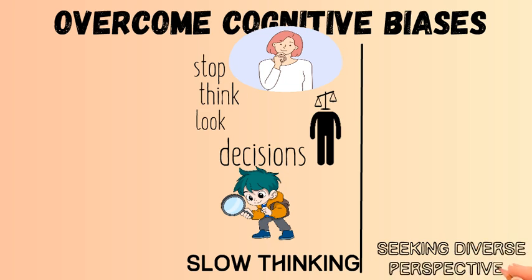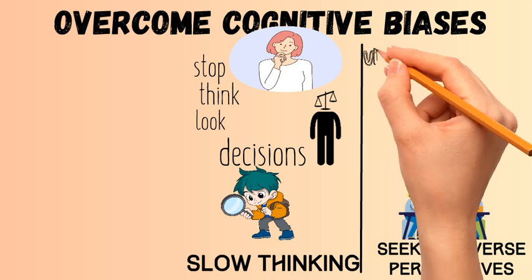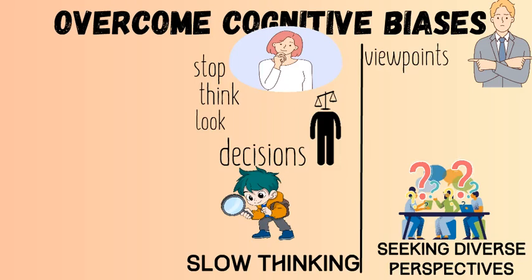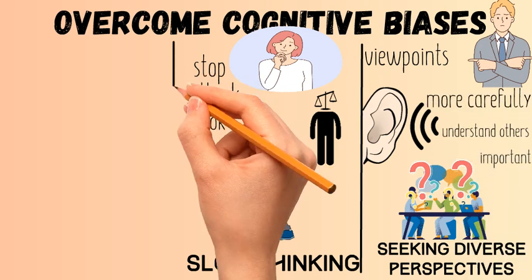Seeking diverse perspectives. When we listen to different ideas and learn from different experiences, it makes us question what we already think and learn new stuff. By looking for viewpoints that are different from ours, we can stop echo chambers and confirmation bias from messing with our thinking. Hearing lots of different opinions helps us think more carefully and understand others better, which is super important.